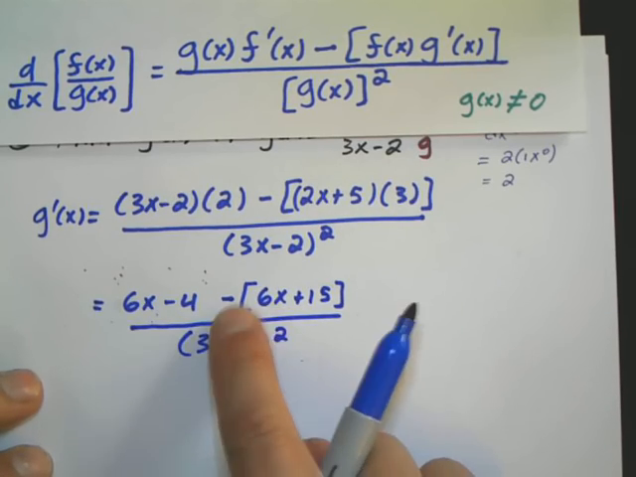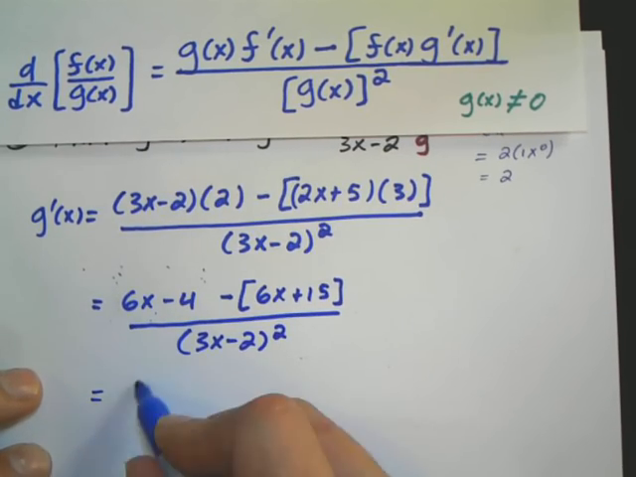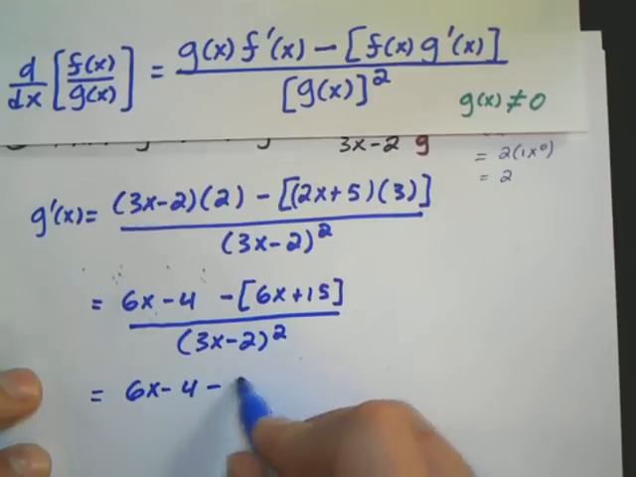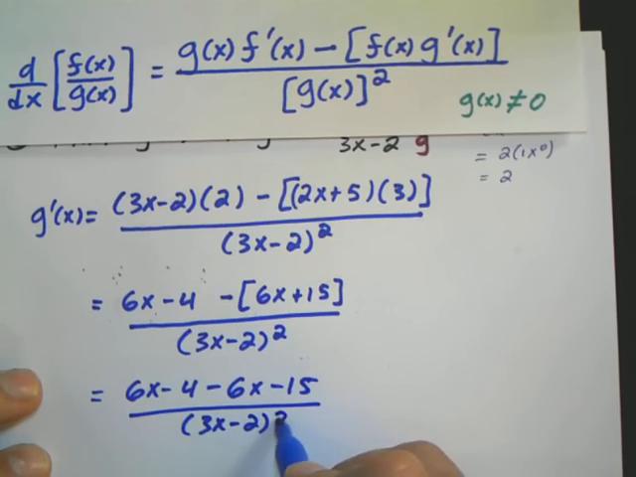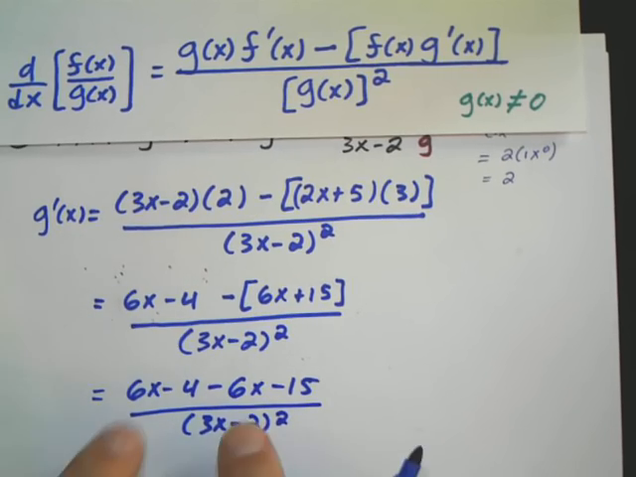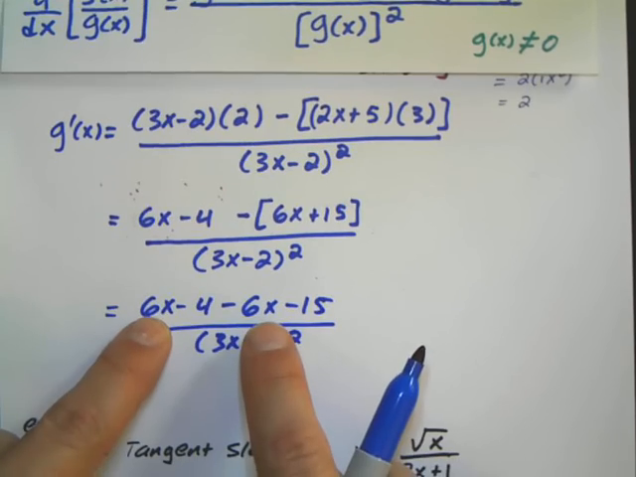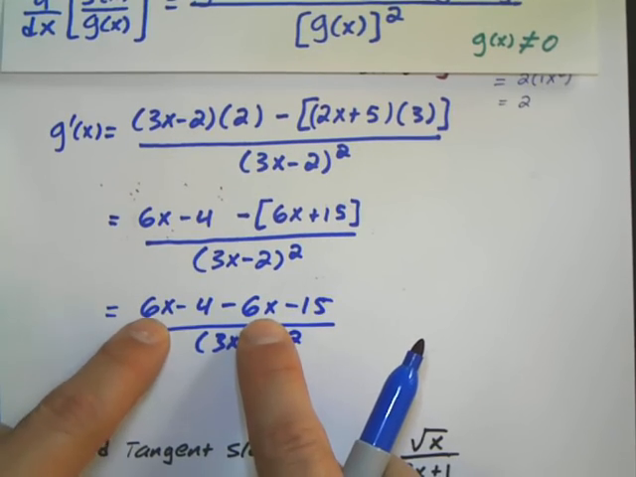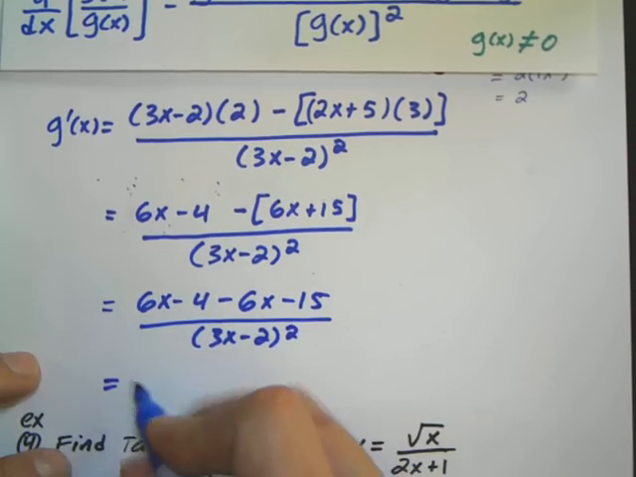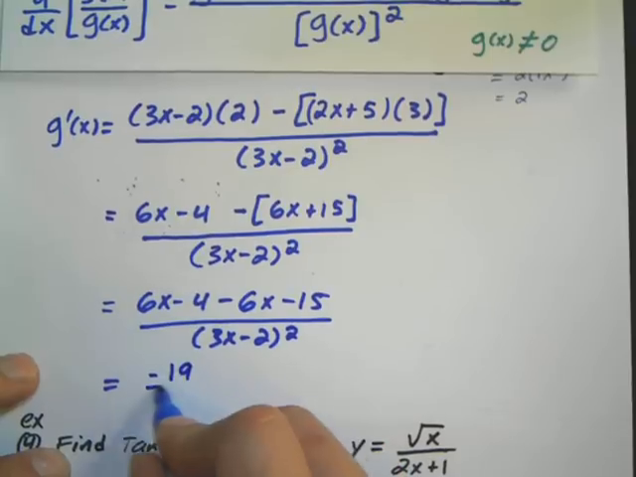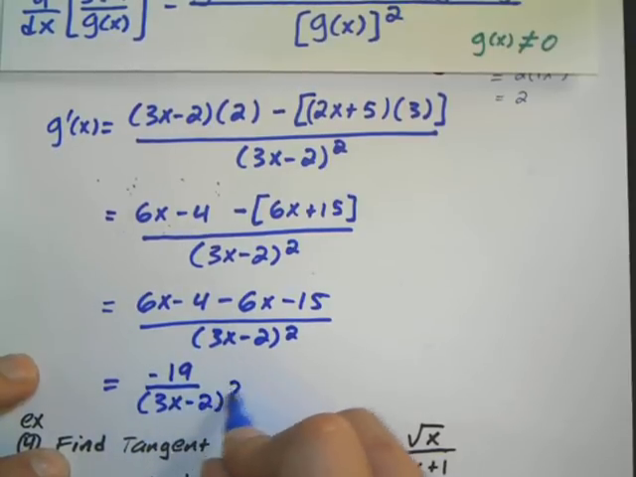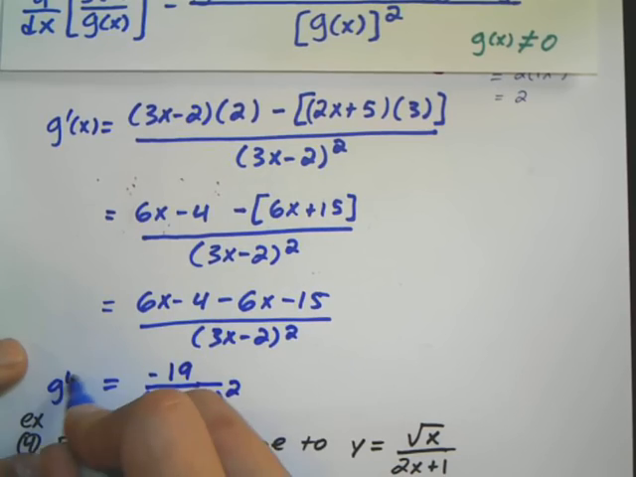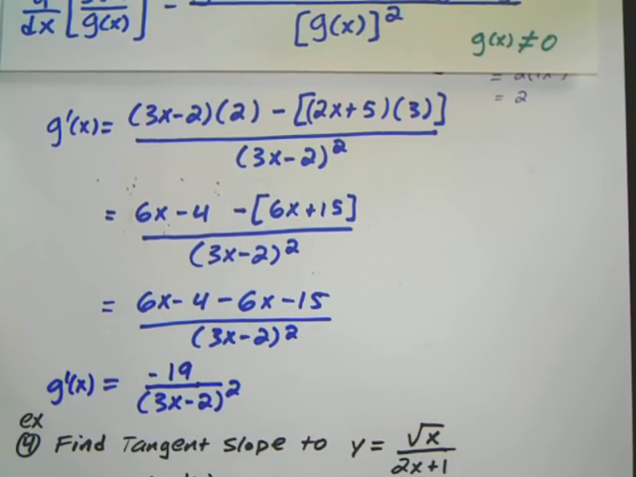Last, I can distribute the negative into the bracket, so it's going to be 6x minus 4 minus 6x minus 15. And lastly, I can combine like terms. Positive 6, negative 6 cancel each other out, and I have negative 4, negative 15, so it's going to be negative 19 all over (3x minus 2) squared, and that's my g prime.